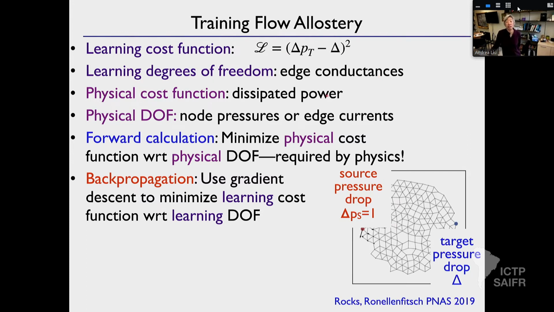Now we can do this for flow allostery as well, right? We just say, I want my target pressure drop here to be the same as the desired pressure drop. My learning degrees of freedom are the conductances of the edges, just like in the brain vasculature. Okay, my physical cost function, which has to be satisfied, is that the power dissipated must be minimized, and the edge currents or the node pressures are going to adjust to minimize that. Okay, and then it's the same thing. Two different cost functions and two different sets of degrees of freedom to minimize with respect to. So that's the idea. You can do this for anything.